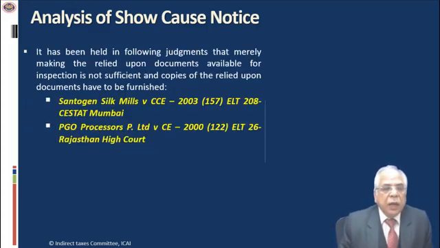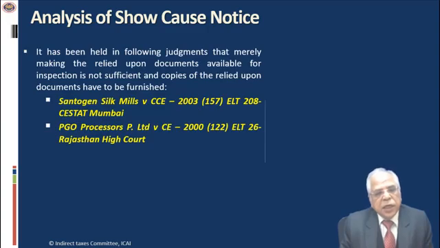Now, I am giving you two judgments. Of course, the first is Centrogen Silk Mills versus CC. Though this is a judgment of CESTAT Mumbai, it has been confirmed by the Supreme Court also, wherein they have stated that merely inspection of RUD is not sufficient. You have to provide the copies of the RUD to complete the service of the show cause notice. And another judgment is of the Rajasthan High Court, which is in the case of PGO Processors Private Limited versus Central Excise.